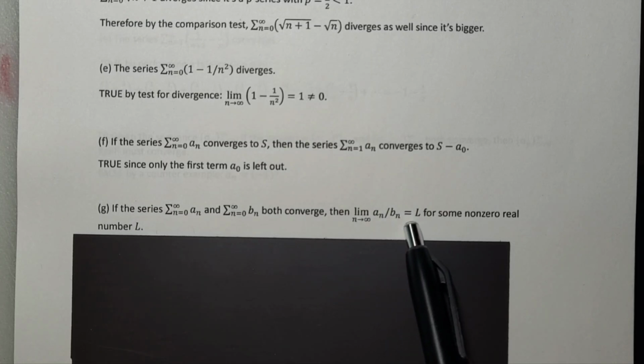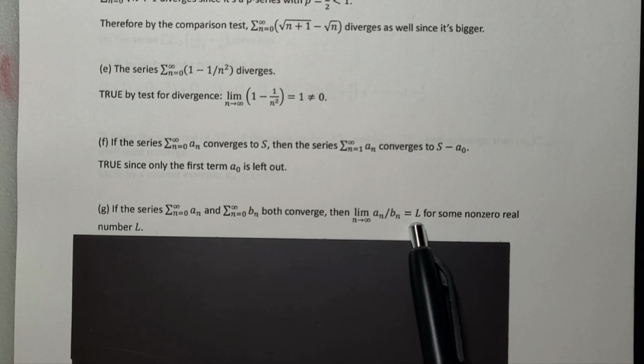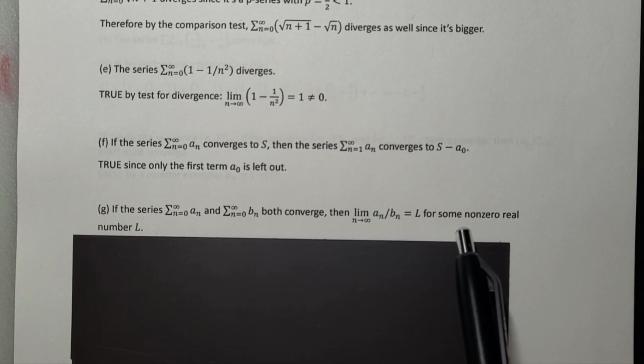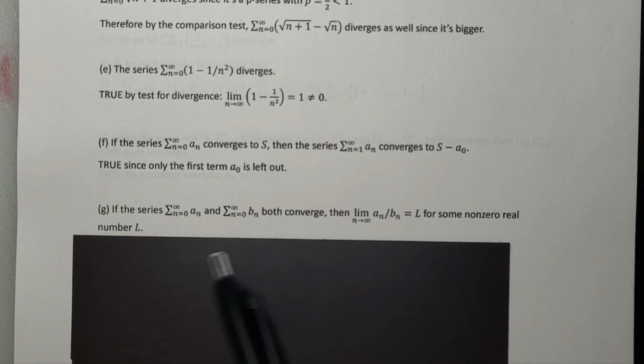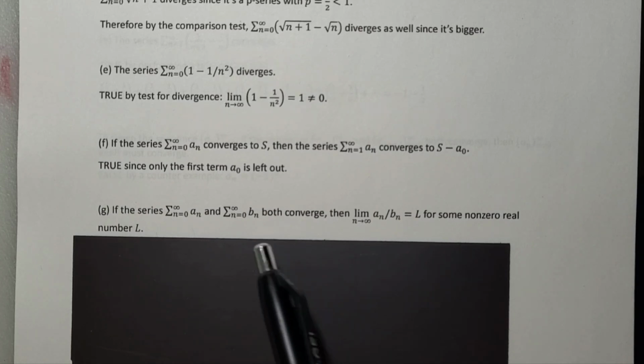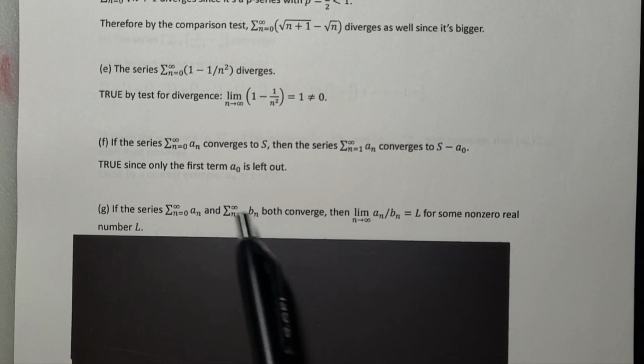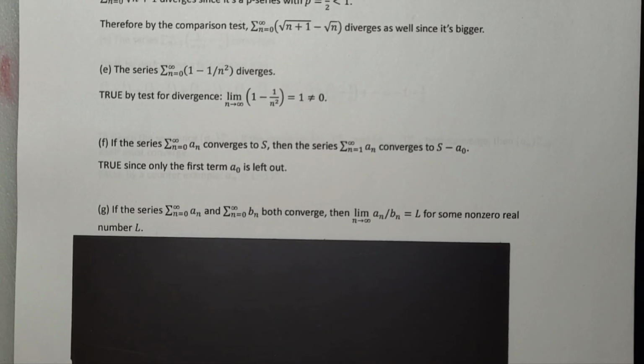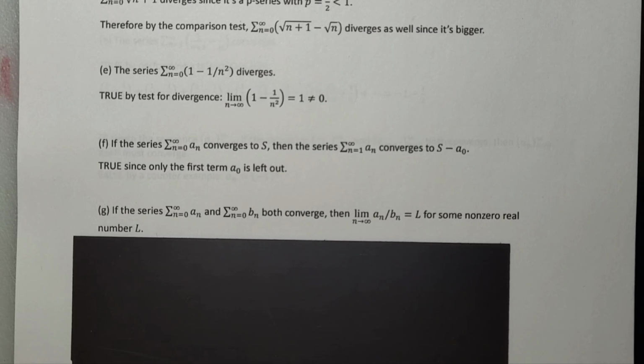If this limit is greater than 0 and less than infinity, so a non-zero and finite real number, that's fine. If this converges, this converges as well. If this diverges, this diverges as well. So if you just have that understanding, you would think it's true, but this is actually false.